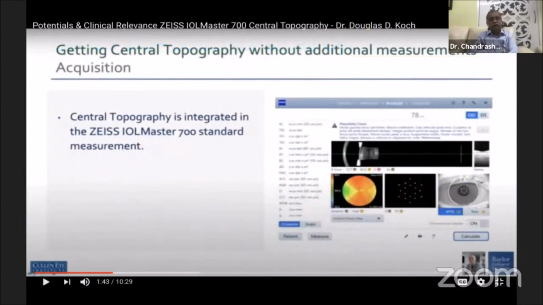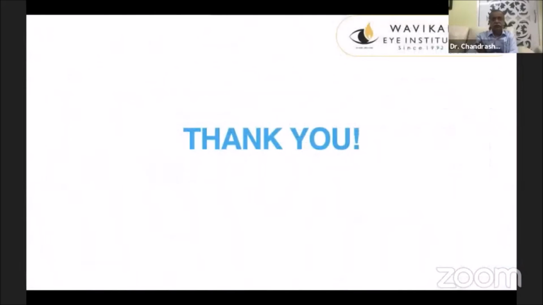Now, Zeiss has come up with central topography, a 3 millimeter cornea topography, which is supposed to improve the accuracy of the posterior corneal astigmatism. But we do not know the results yet. Thank you very much.